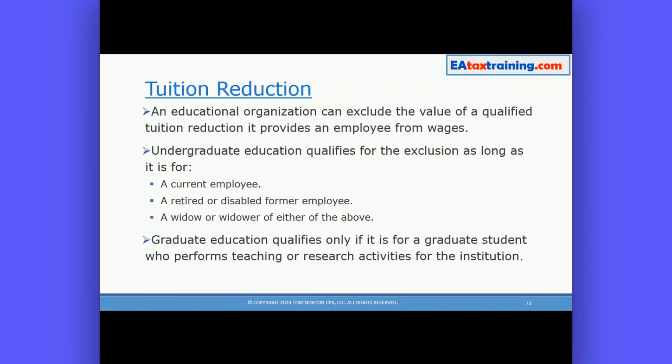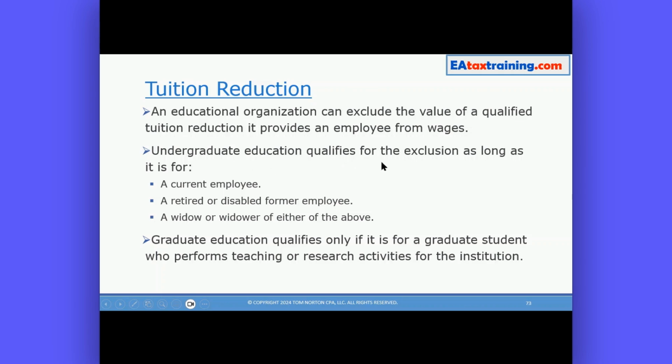Tuition reduction. An educational organization can exclude the value of a qualified tuition reduction it provides an employee from their wages. So you've got say a college or university, and they allow an employee to take classes for free. You can exclude that from their wages.